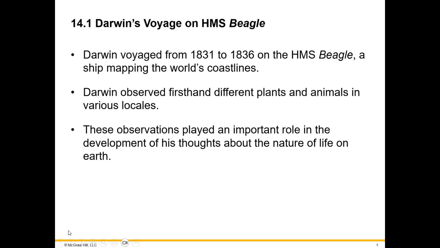Darwin voyaged from 1831 to 1836 on the HMS Beagle, which was the name of the ship. This ship had the goal of mapping the world's coastlines. And it's interesting, he actually only got a spot on the ship because in those times, captains were not allowed to fraternize with the crew. They believed that that led to mutiny.